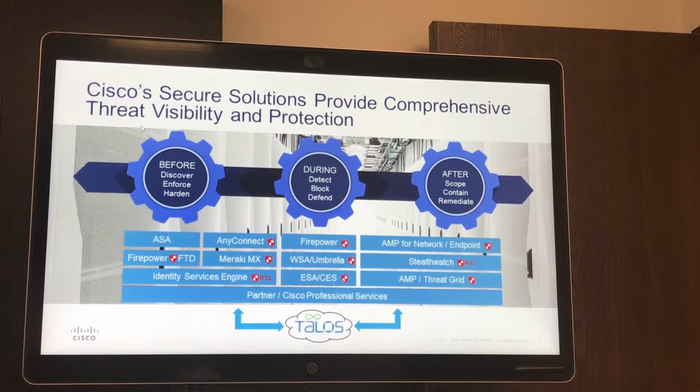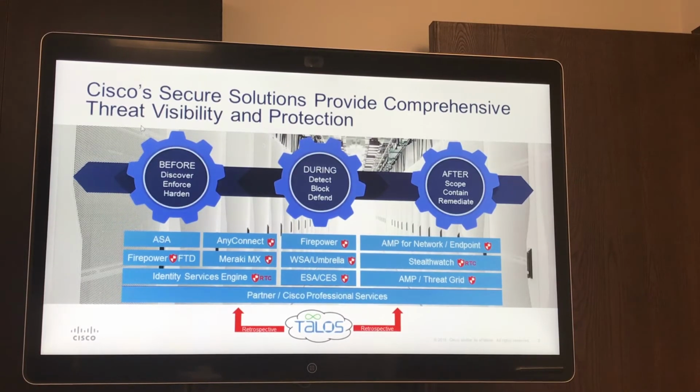Talos is the online library of malware that Cisco uses in order to compare and detect different attacks that might be on the internet. And it's one of the largest online libraries in the world.